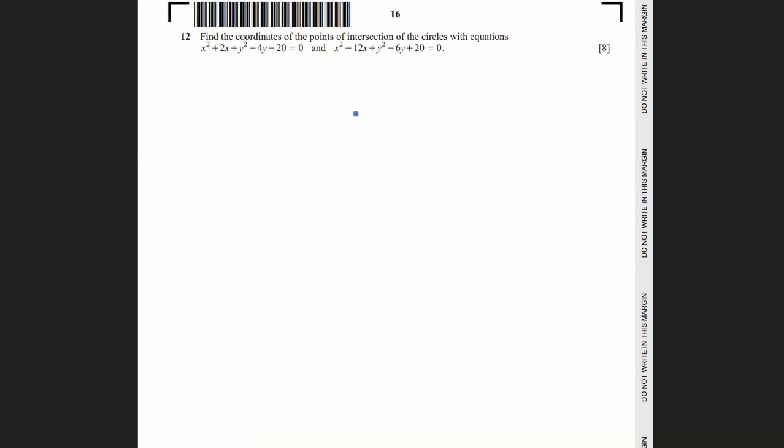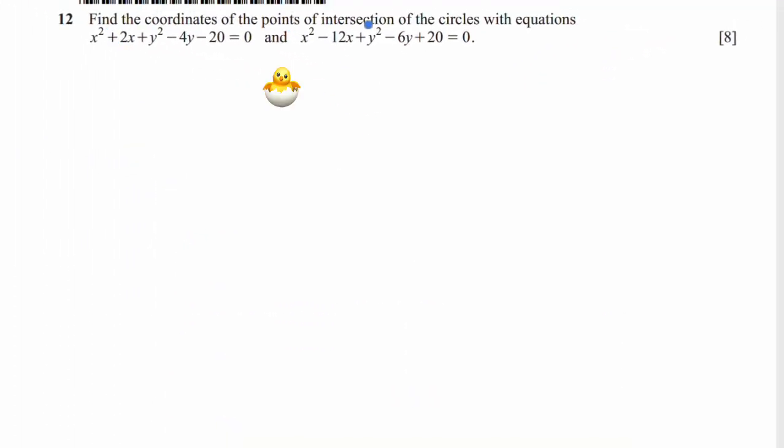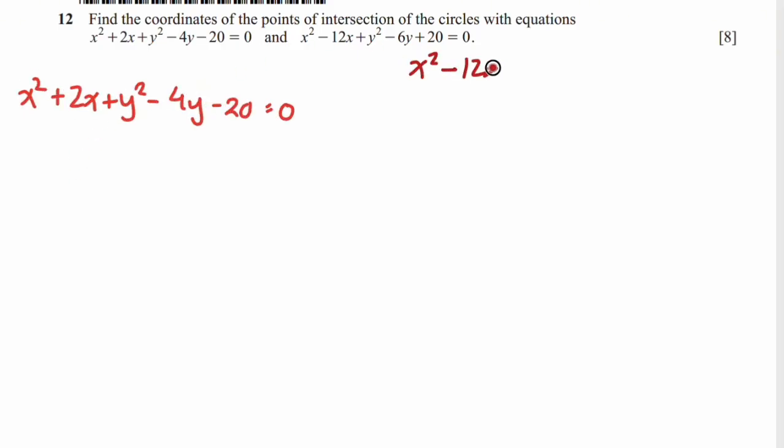Okay, final question. What is this? Find the coordinates of the points of intersection of these circles. Wow, an 8 marker. So the first equation is this, and the second equation is this. Now, wait a minute, I see something sus. There is minus 20 and positive 20 over here. What can that mean? Should we subtract these? Let's subtract. Okay, I'm gonna call this equation 1, and I'm gonna call this equation 2.